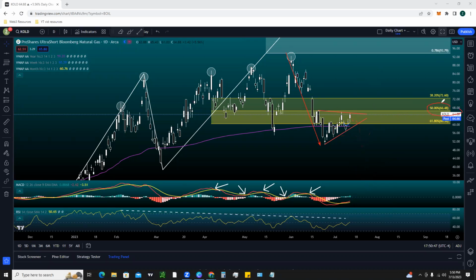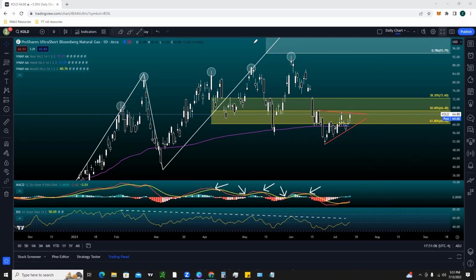And really 66.48 is going to be the big resistance level I'm watching here on KOLD. Above there, we have 72.60, right? And then below there, we have $60 as a big support level. If we can get below this $60 price level, then that's when I think we really could see this bear flag here play out on KOLD, right?